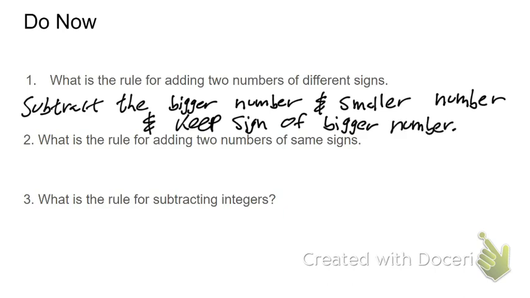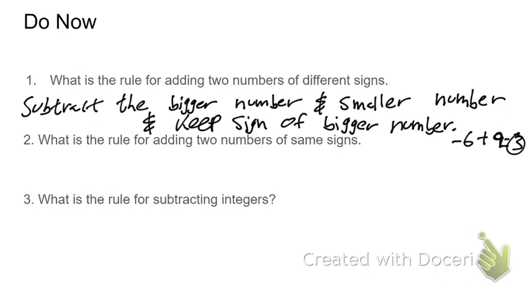And I'll just do a quick little example. So I've got negative 6 plus 9. Do the bigger number, which in this case is 9, because 9 is bigger than 6. 9 take away 6 is 3. And since the bigger one, 9, is positive, the answer is going to be positive 3, not negative 3.